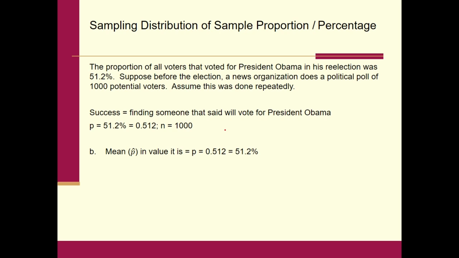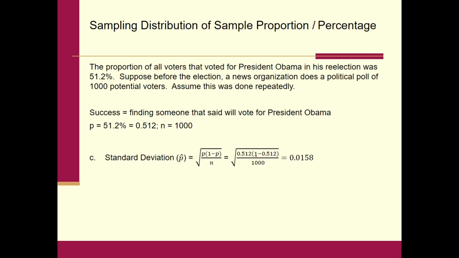How about the standard deviation? Now the standard deviation, a little bit more complex. Again, if you want to do this, you can do this in your calculator, 1 minus 0.512. If you do that, I think you're going to get 0.488. And so you can take 0.512 times 0.488 divided by 1,000. I think this is what you're going to get for the standard deviation.